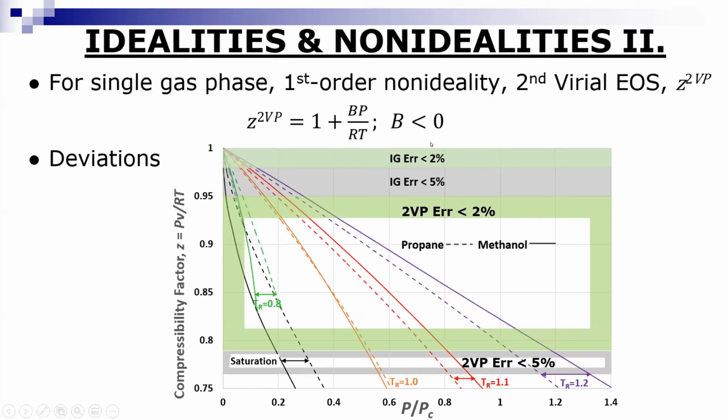the same conditions. You can see this is where the ideal gas is. If you simply put in the second virial coefficient, you've extended the 2% range all the way down to 0.78 in the compressibility factor. So you've gone a much larger range. And if you're willing to do 5%, then you can go even further. So this simple correction can often deal with problems if you're dealing with a gas phase.